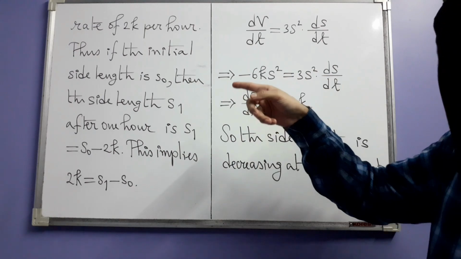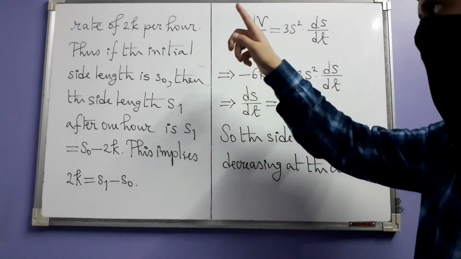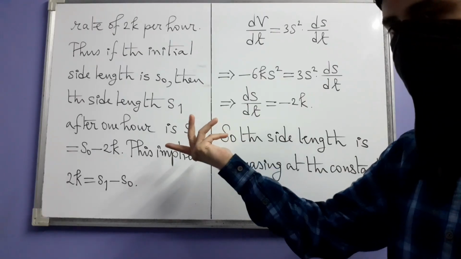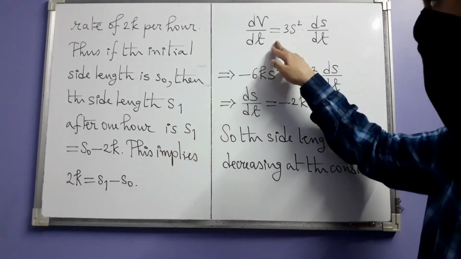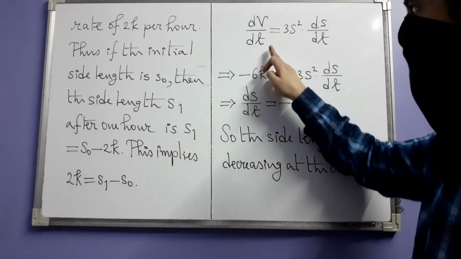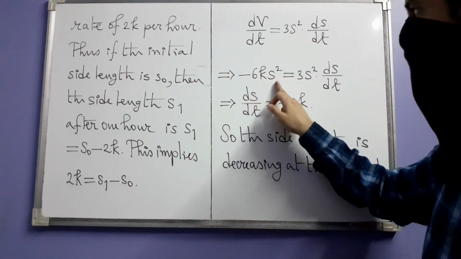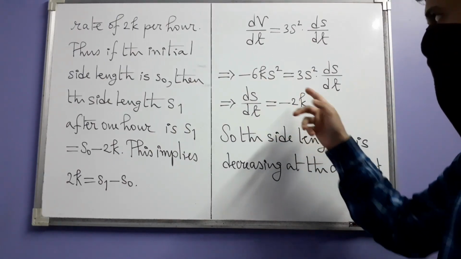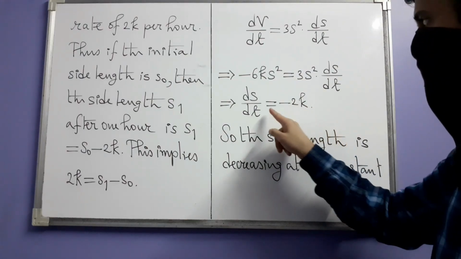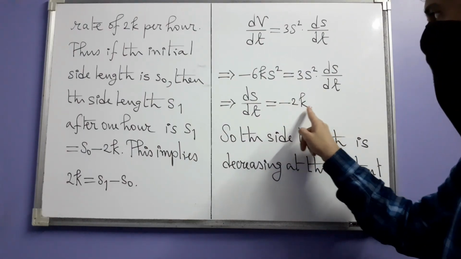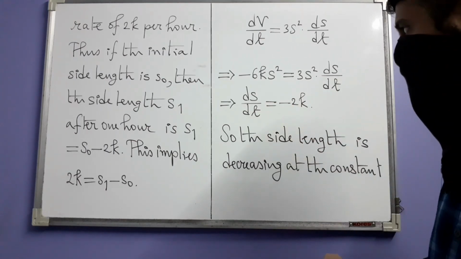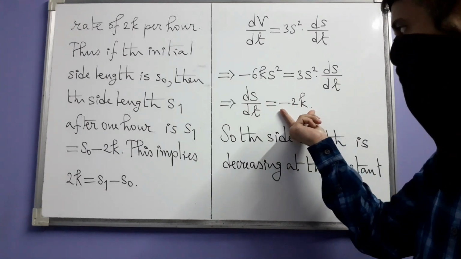But already a part of your entire assumption, the model, tells you that dV/dt is minus 6KS squared. So from that, after cancelling things from both sides, you get dS/dt equals minus 2K. I am writing dS/dt on this side, and this is constant.